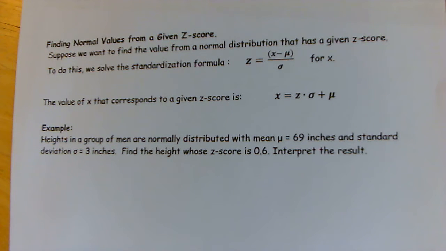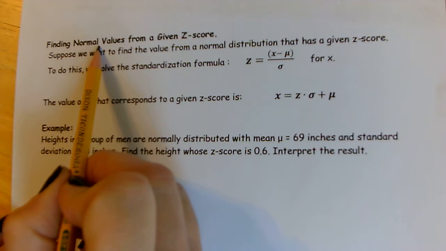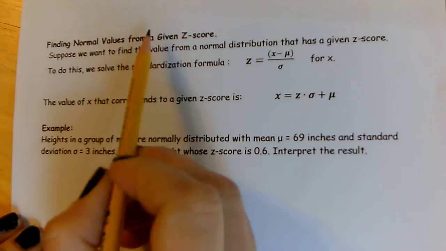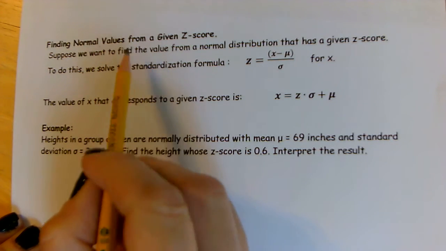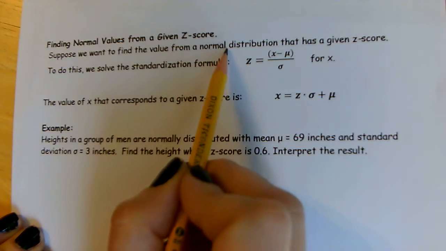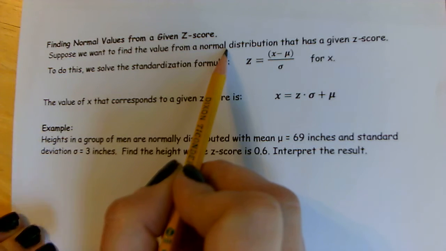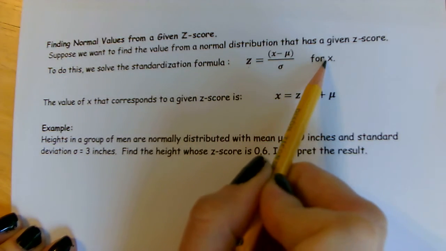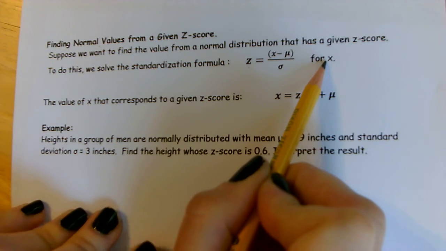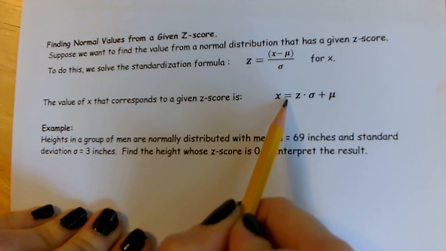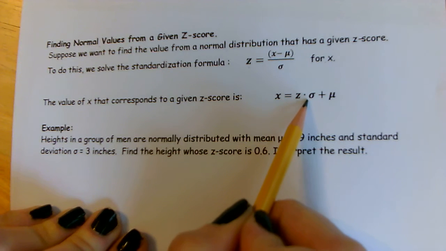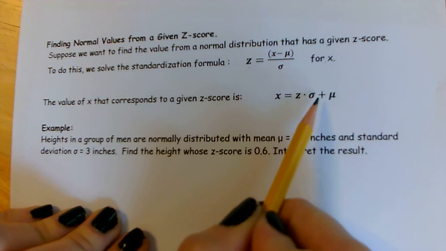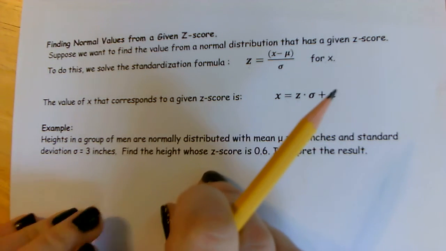Okay, also in 7.2, we could find x values given a z-score. Finding normal values, the x, from a given z-score from a normal distribution. So we take our z-score formula and we're going to solve it for x. We've done this in previous units. So the x is going to equal the z-score times standard deviation plus the mean.